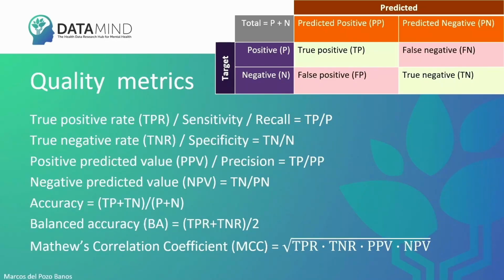The Matthews correlation coefficient combines all these metrics that we really want to maximize. We want to maximize sensitivity, specificity, PPV, and NPV. That is why the Matthews correlation coefficient is a very useful metric to use when we are optimizing or evaluating machine learning algorithms.